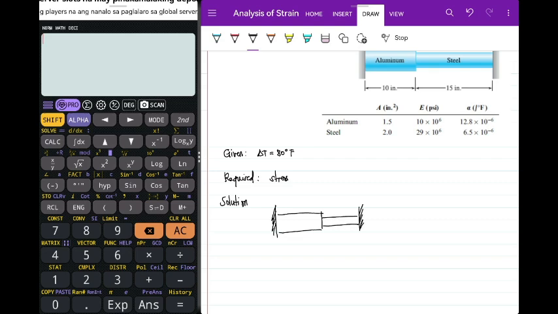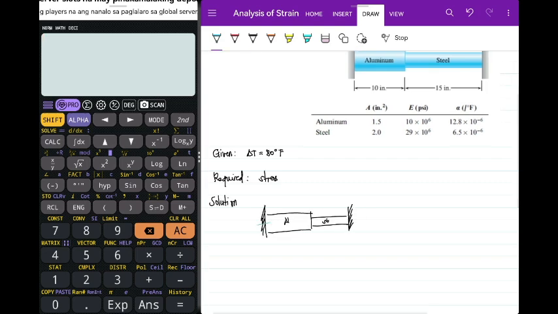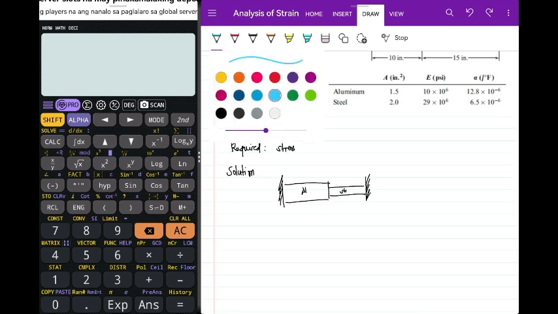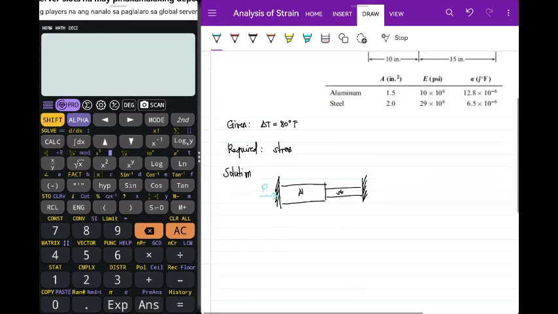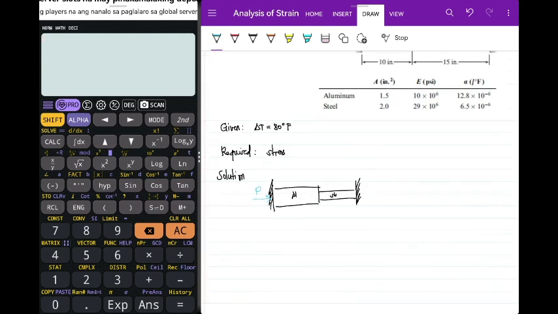So what is required is to solve for the stress for each of the materials, aluminum and steel. Just like what we did in our previous examples, it is always best to have sketches or free body diagrams because it will really aid us in solving our problem.